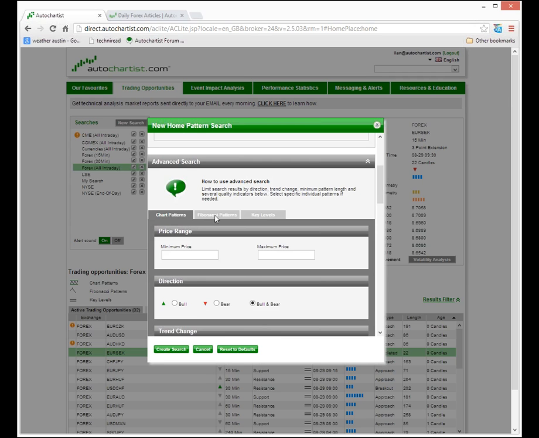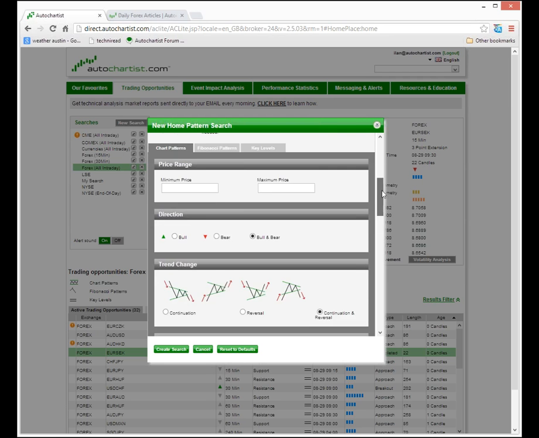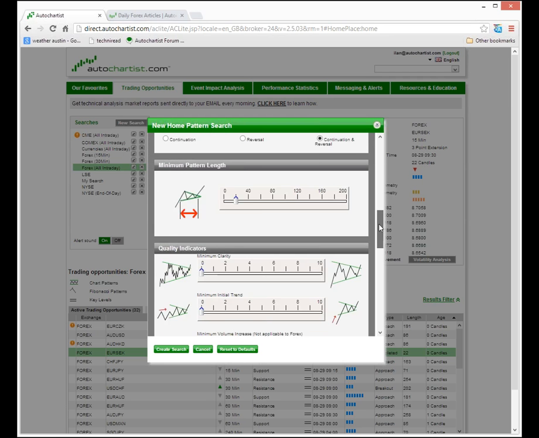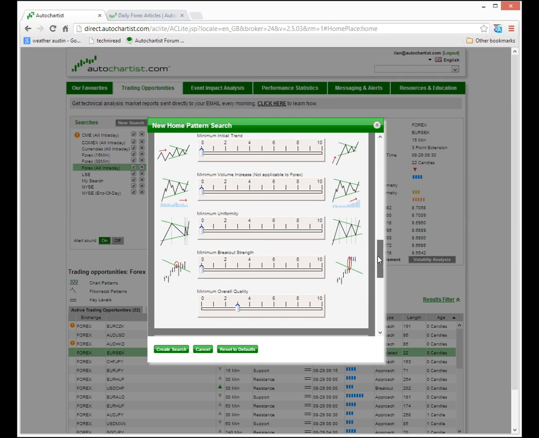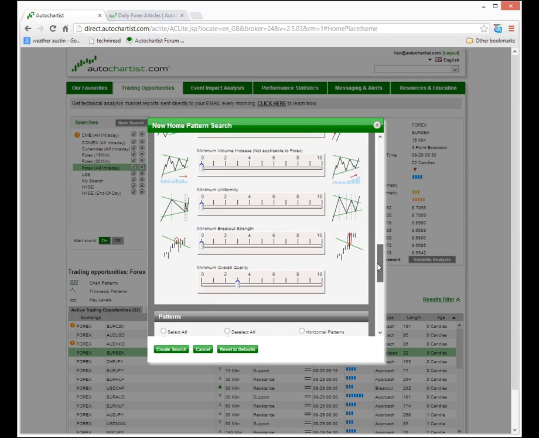3 different sets of advanced filters for chart patterns, Fibonacci patterns, and the key levels, which is horizontal support and resistance. And each of those sections give you some very defined and specific criteria that you can use to search for the chart patterns that you like.